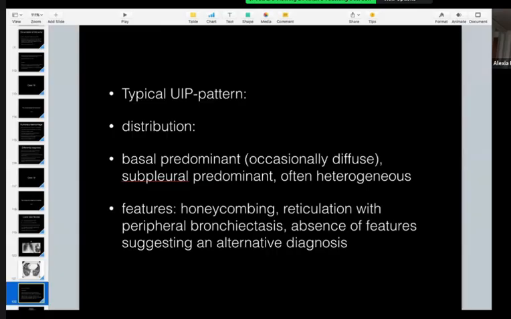As we saw before, these patients have basal predominant findings, an apicobasal gradient, subpleural predominant, often heterogeneous, and the features are honeycombing and reticulation with peripheral bronchiectasis. The absence of these features would suggest an alternative diagnosis. For example, if the predominant pattern is ground glass, then that would favor an NSIP picture rather than a UIP.